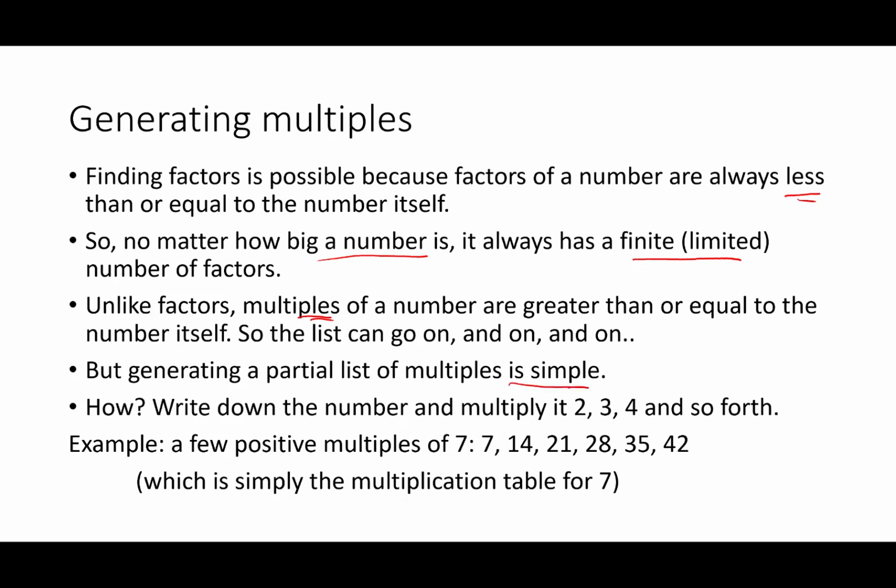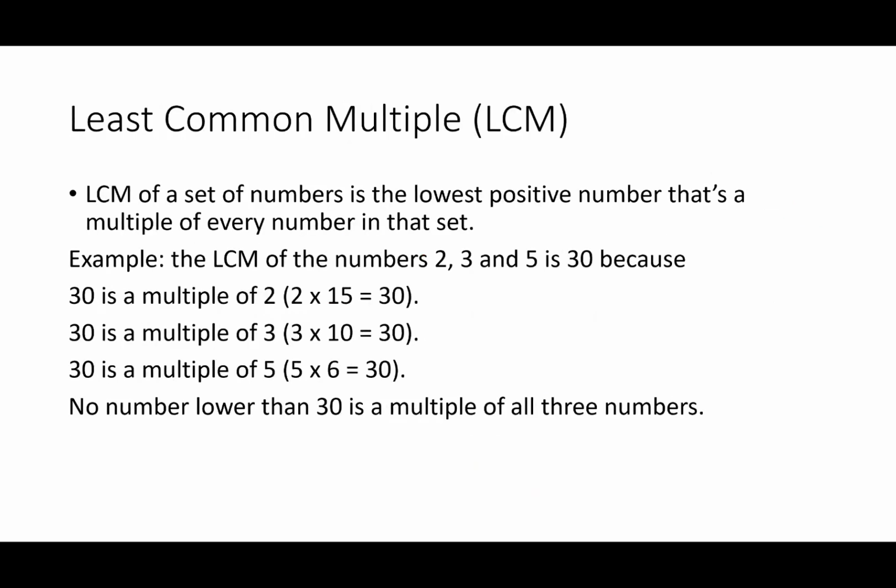How? We can write down the number and multiply it by 2, 3, 4, and so forth. For example, a few positive multiples of 7 will be 7, 14, 21, 28, 35, 42. Now you will recognize that this is simply the multiplication table for 7. And that's right, that's how we generate multiples of a number.